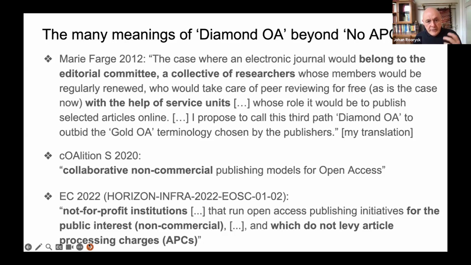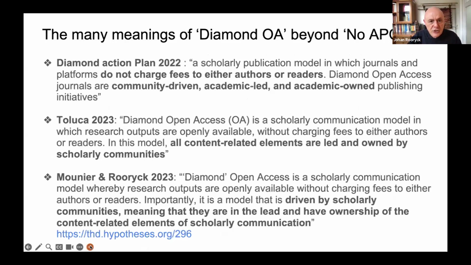And of course, in the EC context, in the call for the EOS project that resulted in the CRAFT-OA project, it talked about not-for-profit institutions that run open access publishing initiatives in the public interest and do not levy author processing charges. So this notion of author processing charges comes back a lot, right? Do not charge fees to either authors or readers, in the Diamond Action Plan of 22. The Toluca Declaration also mentioned that.